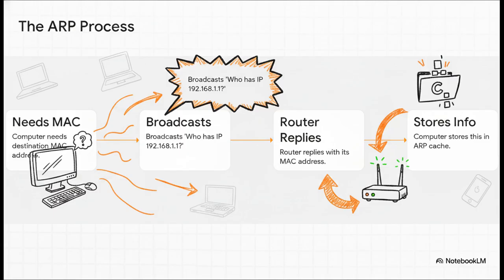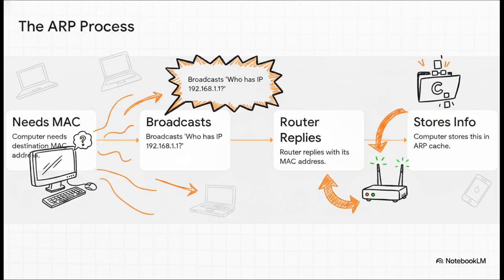Think of ARP like someone standing up in a crowded room with a giant megaphone. Let's say your computer needs to send data to the network router. We'll use the IP address 192.168.1.1. Your computer broadcasts a message to the entire network. Hey, who has IP 192.168.1.1? Please tell me your MAC address.